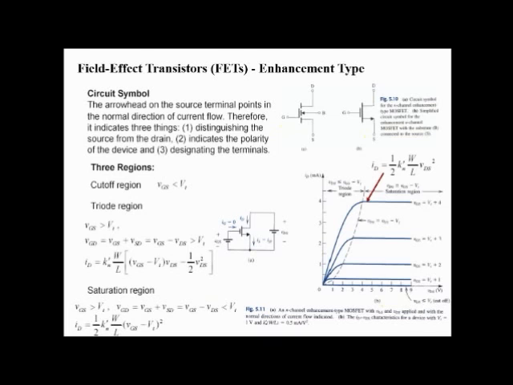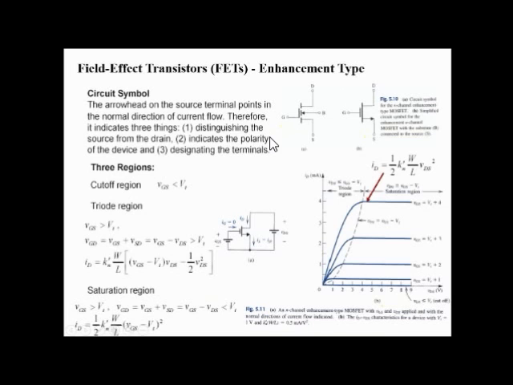It will distinguish the source from the drain. You can see how it is distinguishing the source from the drain. The upper part is the drain, the lower part is the source. It indicates the polarity, it can be n-type or p-type, and it designates the terminals. The names of the terminals are mentioned in this circuit symbol.